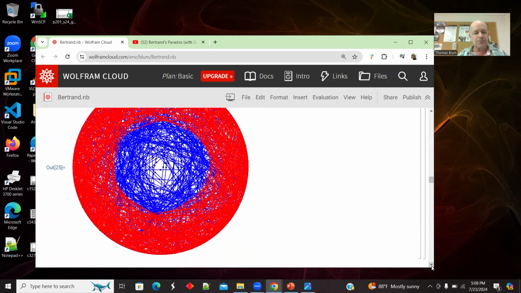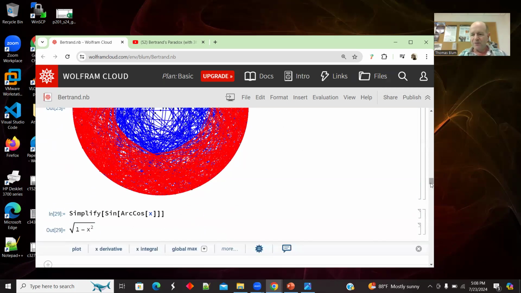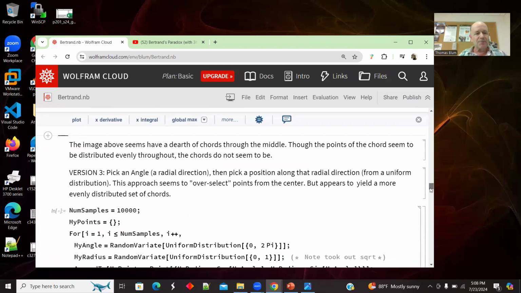Okay, so now here I'm just showing that above I had that sine of arc cosine of x, and that could have been simplified. I was trying to show where it came from, and then I was just being lazy and not doing the substitution myself. Okay. So anyway, now we see this sort of emptiness of chords, not dearth of chords in the middle.